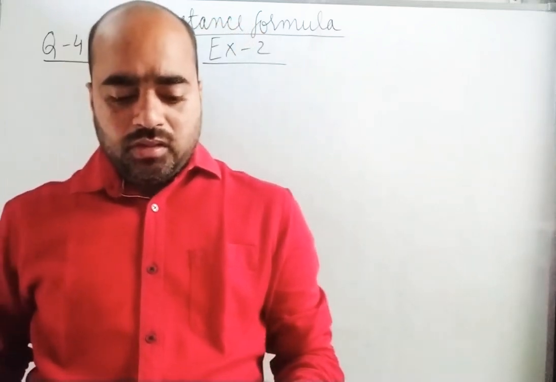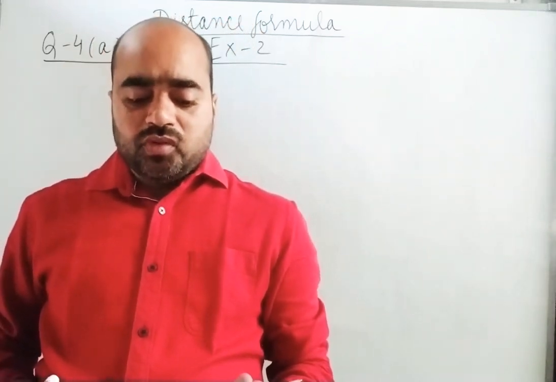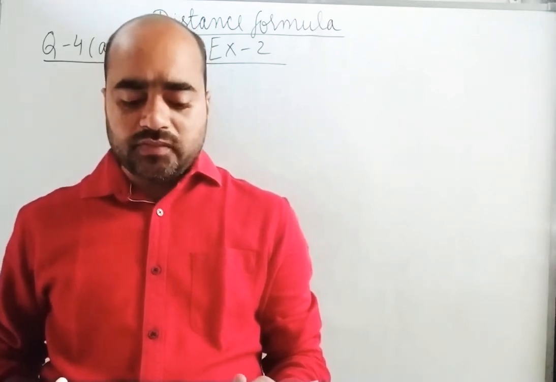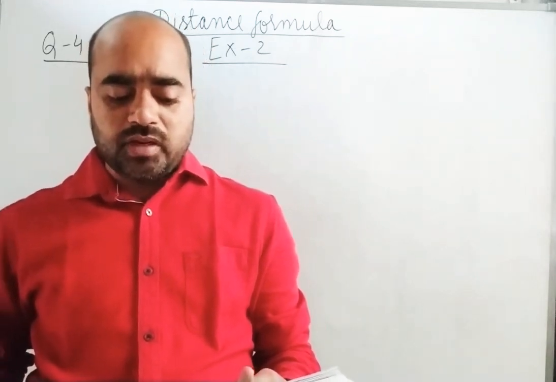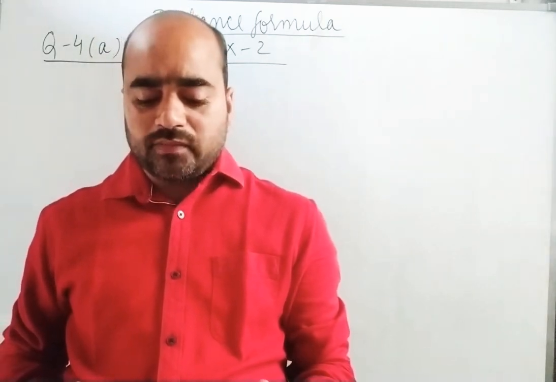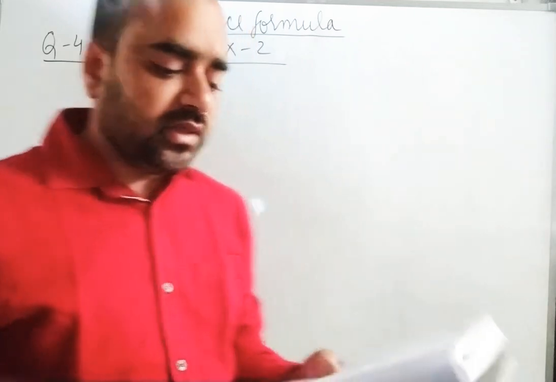Hello children, we have studied up to question number 3 C part in the previous lecture. Now we will start with question number 4 first part. Find A if the distance of the point (4, 1) from the point (3, A) is root 10.